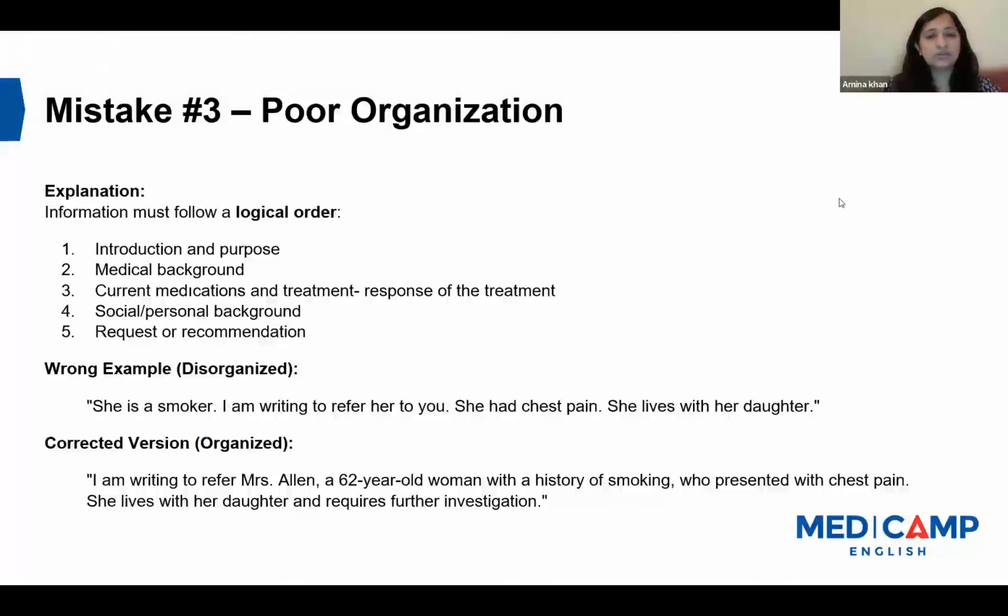For example, if you look at this example here: she's a smoker. I'm writing to refer her to you. She had chest pain. She lives with her daughter. Now look at this paragraph. Obviously, if we write it on proper paper, it's going to be a paragraph, but the information is so unorganized. The reader will not get what you are trying to tell or say.